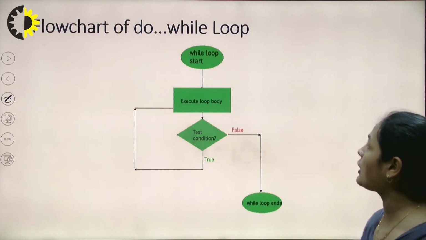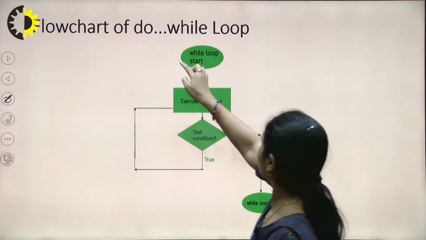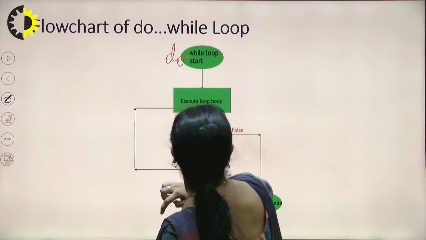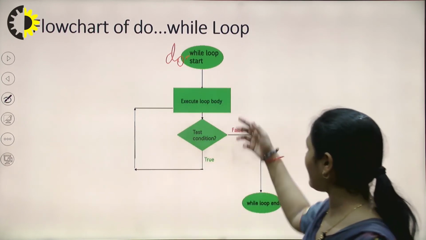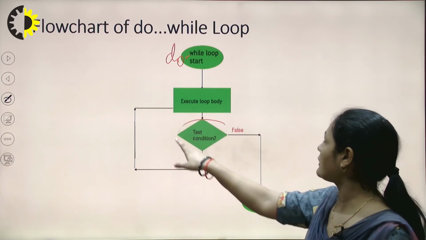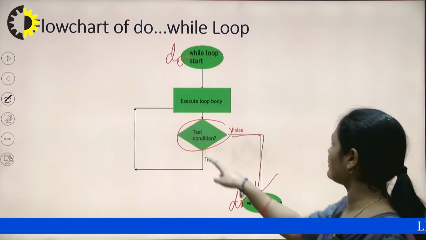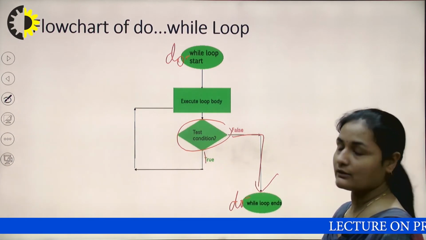This is the flow chart of do while loop. Here we write do while loop. There is a silly mistake. Do while loop, start, then execute body of the loop. Then if the condition is false, then the loop will stop. And if the condition is true, then it will execute.